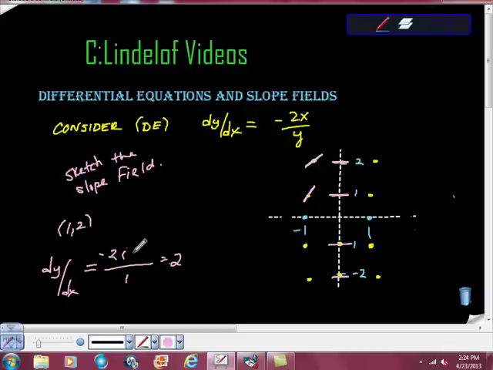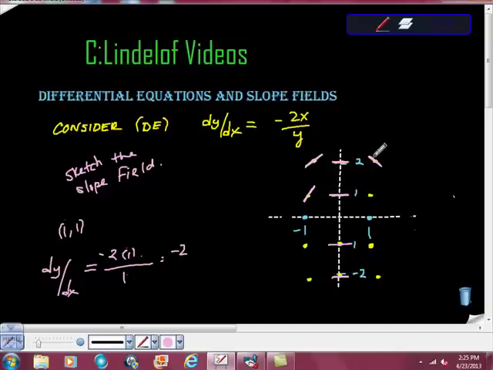Find the slope. x is 1, y is 2. So we have negative 2 over 2, which is negative 1, isn't that right? So we have a slope of negative 1 there. I'm not trying to make the slopes look exactly like this, but I am going to make it comparatively different than the next slope down here. So I'm going to go to the next one, and that's the point (1, 1). I'm going to plug it into the equation, and you see that's going to give me a slope of negative 2.